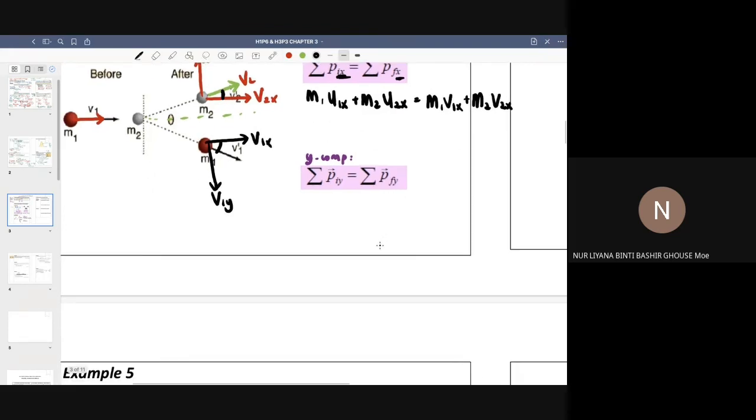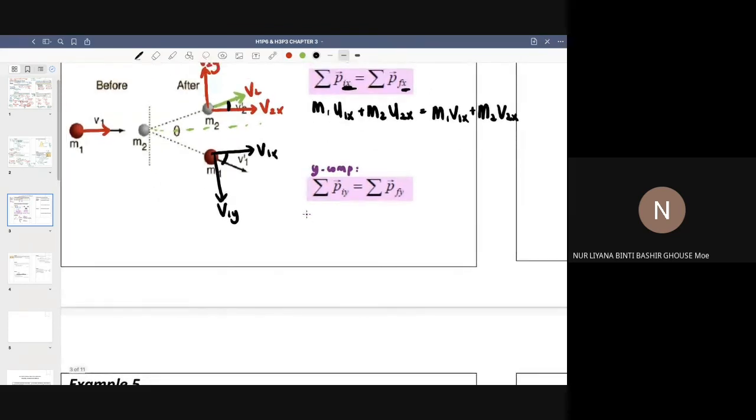Kalau untuk yang y component pula sama je. Kalau sebelum ni kita tulis m1 u1, kita tulis m1 u1y, okay, tambah dengan m2 u2y, okay, sama dengan m1 v1y, okay, tambah dengan m2 v2y.